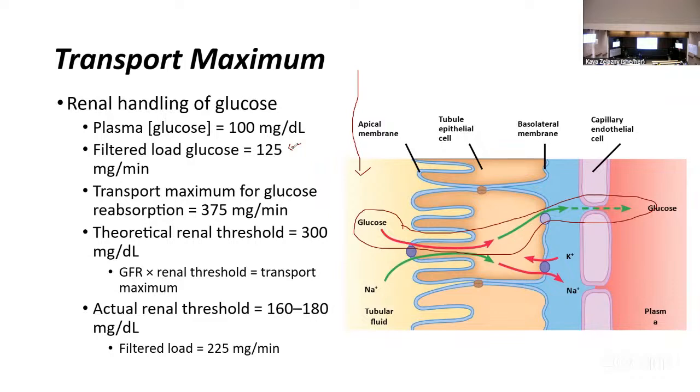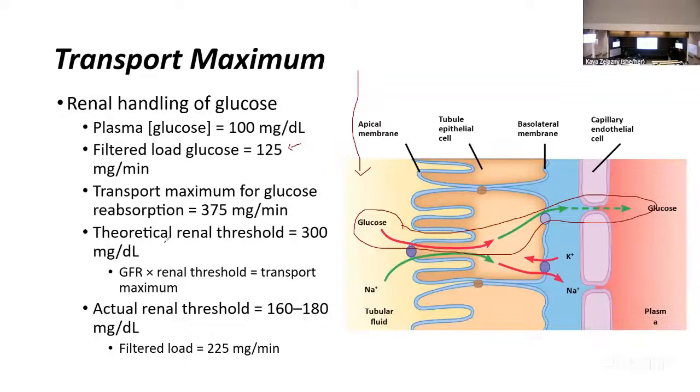So your renal threshold, theoretically, is about 300 milligrams per deciliter. The renal threshold is what we're thinking about to get to the transport maximum. The transport maximum was how fast can we pull that molecule back into the blood, how fast can we reabsorb it. You take your glomerular filtration rate, multiply by your renal threshold to get that transport maximum, which means that to find the renal threshold, we can do it the opposite way: take our transport maximum and divide it by the glomerular filtration rate to get the renal threshold.